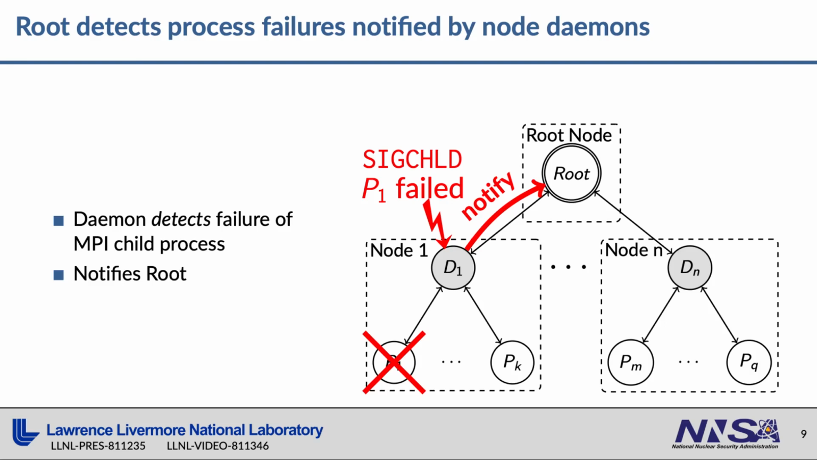Looking more closely at how Reinit++ detects failures, and in particular process failures, the node daemon detects that a child MPI process has failed by catching the SIGCHLD signal. When it detects that, it forwards this notification to the root through messaging. The root will initiate recovery, as we will see later.